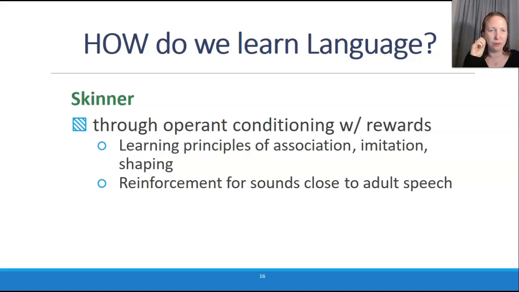And then cheering or reinforcing or giving candy or giving toys or whatever to reinforce that language. And specifically getting really excited and giving reinforcement when the sounds that they're making are even close to what the adult is prompting. So that's Skinner's little nutshell. It makes sense and it fits right into everything we know about Skinner.